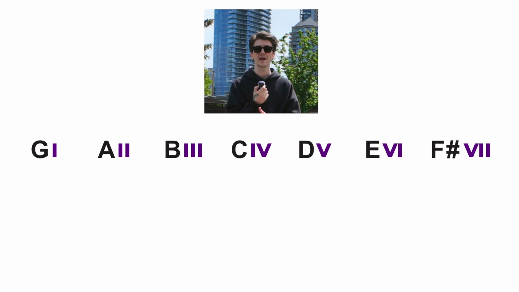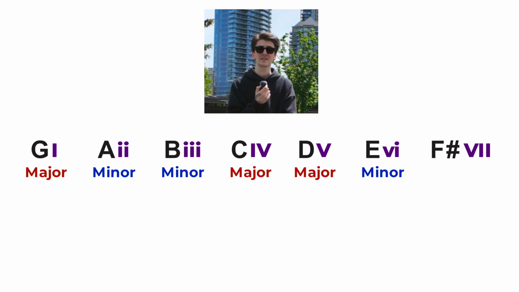And whether they're major or minor actually comes down to a formula called the major-minor formula, which says that chords 1, 4, and 5 are going to be major chords, 2, 3, and 6 will be minor chords, and then the 7th chord will be a diminished chord. So in the case of G major, we're going to have G major, A minor, B minor, C major, D major, E minor, F sharp diminished before returning back to that G major, the 1 chord.